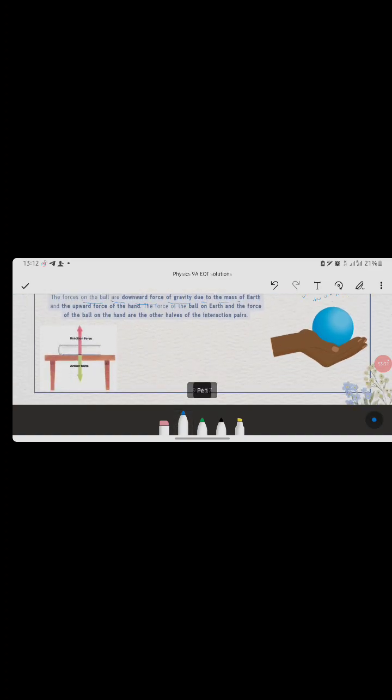So if this is the ball, let's take the first example. This is a book on the table. So the action force is down, the reaction will be up. So this is the action reaction. If you are holding a ball in the hand, the ball is applying a weight of mg, meaning earth, and the hand will also apply a force on the ball. So hand on ball and ball on hand. Here also the symmetry is there. So first is F ball on hand equals minus F hand on ball. These are the interaction pair.